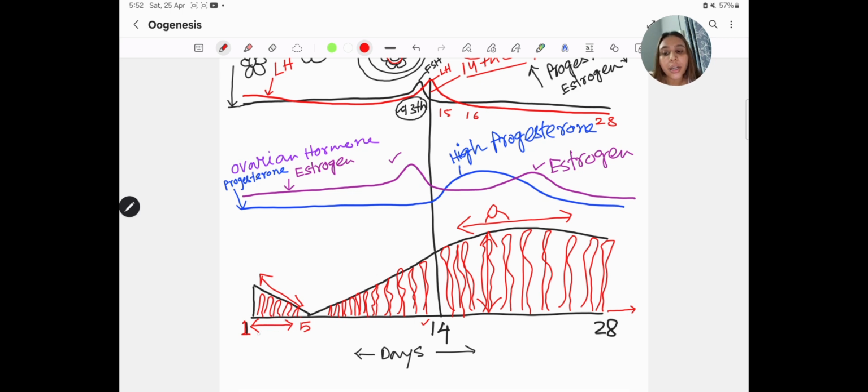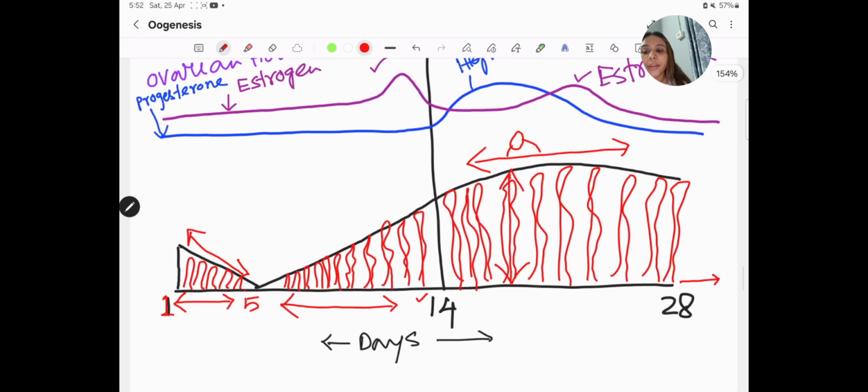Okay, so it is the 1 to 5 days, and then after the 5th to 14th day there is a time of folliculogenesis. So 1 to 5 days is for bleeding days, shedding of the uterine wall, and this 5 to 14 is the follicular development, and 14 to 28 is the period after ovulation. Okay, is it clear to everyone?